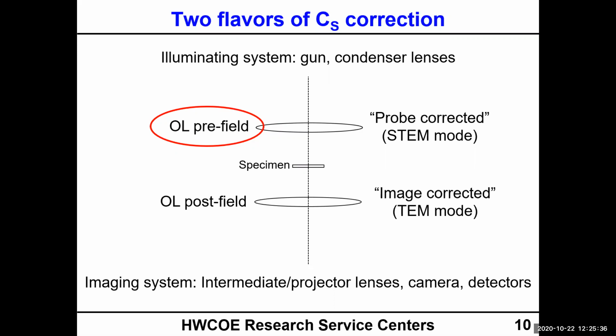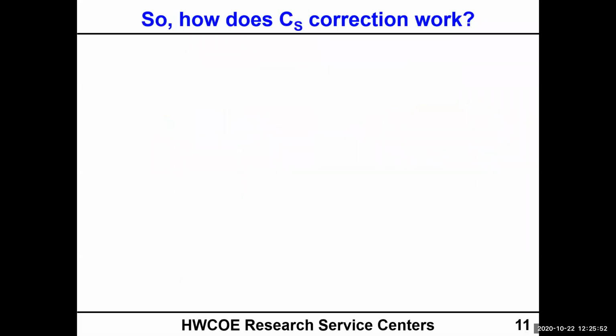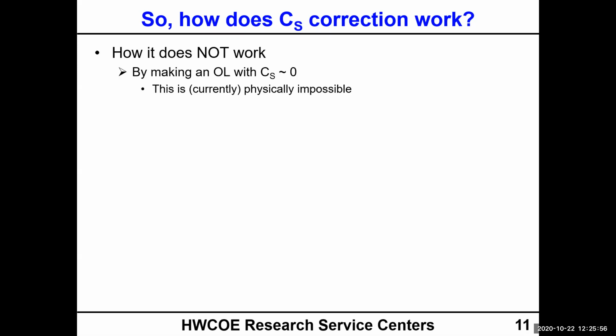Okay, so if we're correcting the pre-field, we call that probe corrected. This is the kind of correction that we have on our Themis. And this is what you're going to see with the rest of the data that's going to be shown in this presentation. Okay, so the question, of course, is how does CS correction work? Okay, let's start by discussing how it doesn't work.